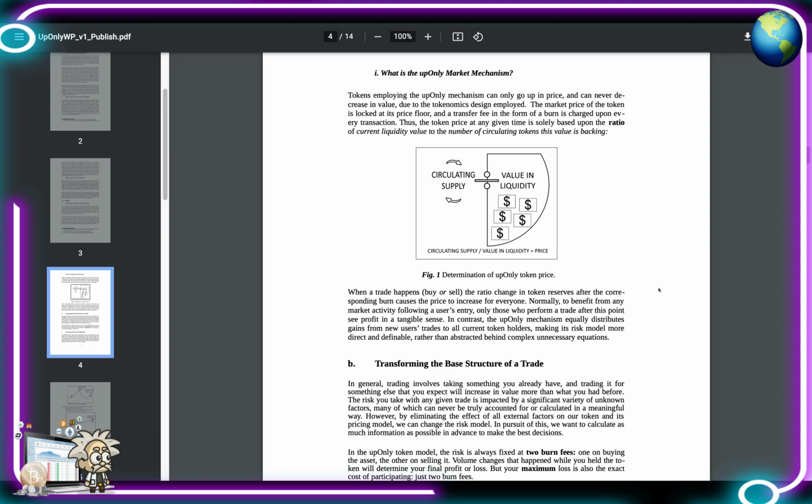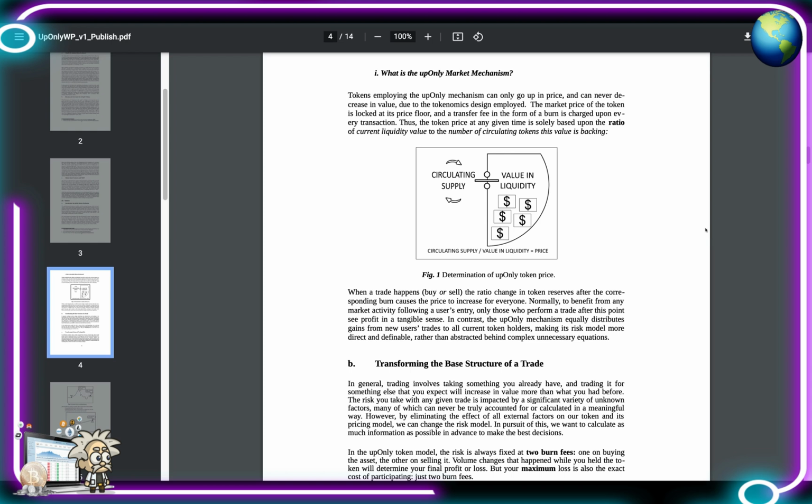So their actual market mechanism. Tokens employing the up-only mechanism can only go up in price and can never decrease in value due to the tokenomics design employed. The market price of the token is locked at its price floor, and a transfer fee in the form of a burn is charged upon every transaction. Thus, guys, the token price at any given time is solely based on the ratio of current liquidity value to the number of circulating tokens this value is backing.